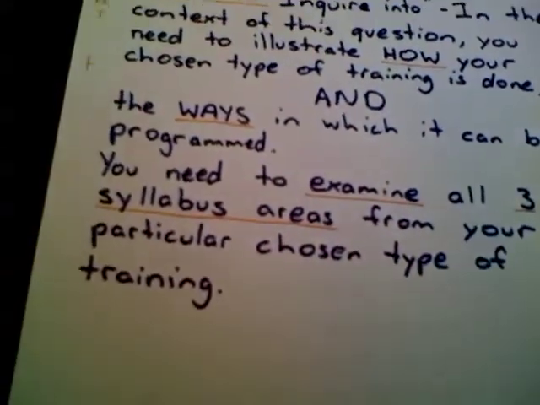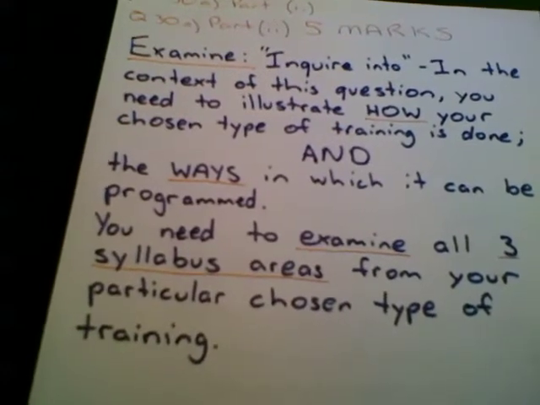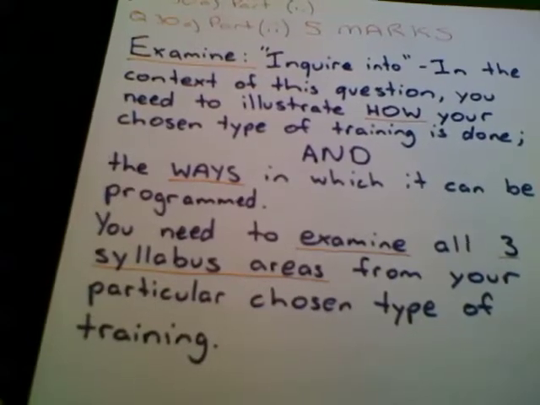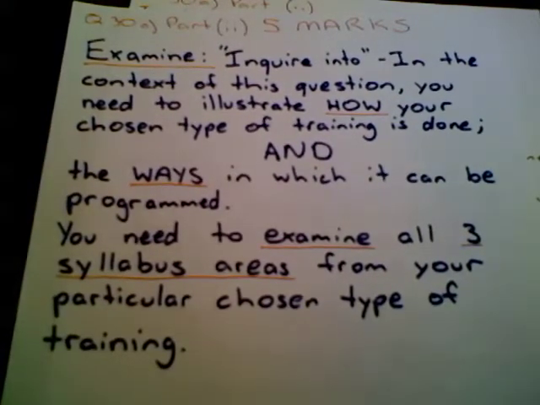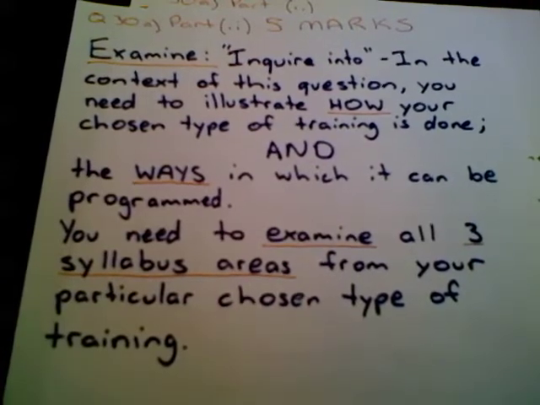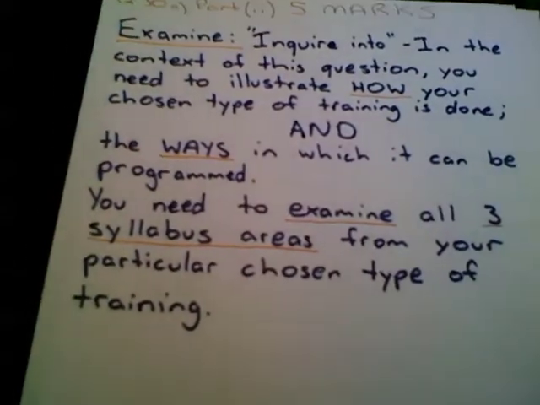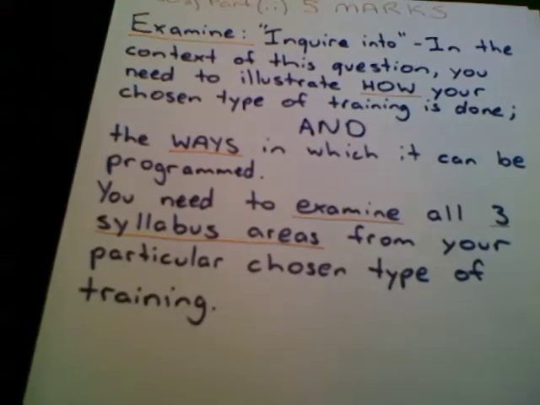Now, what do we mean by inquiry in the context of this question? Examine means to inquire into, and you need to illustrate how your chosen type of training is done and the ways in which it can be programmed. You need to examine all 3 syllabus areas from that particular chosen type of training. And as you can clearly see in the syllabus, every single type of training has 3 separate areas. So it's a pretty straight, cut and dried marking criteria in that you have to examine all 3 to get the full 5 marks.